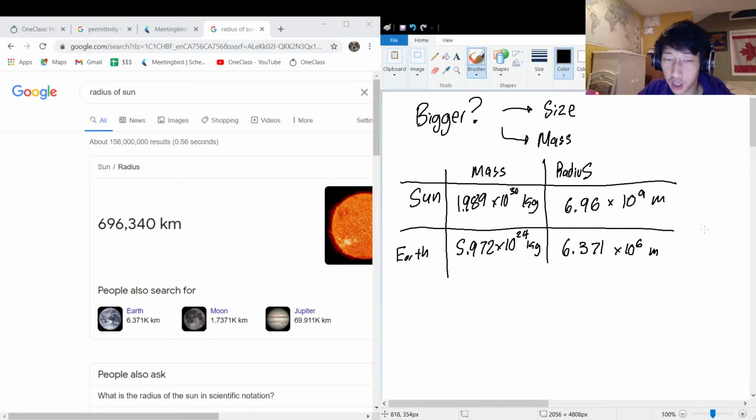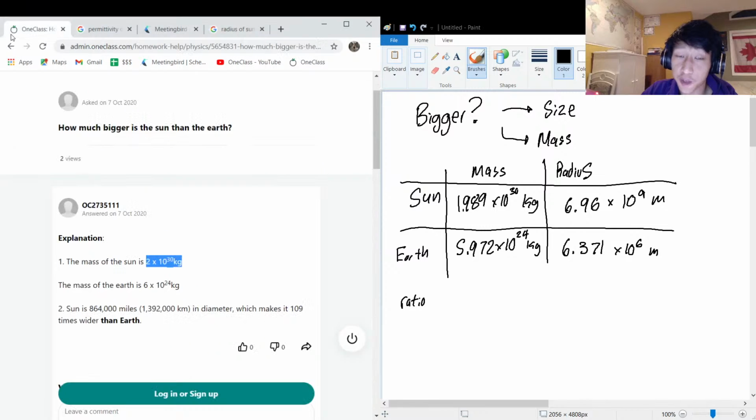Okay, so if we wanted to take the ratio, we would just divide the value corresponding to the sun by the value corresponding to the Earth, and that would be how many times bigger the sun is compared to the Earth. Okay, so for the mass, let's do that real fast. 1.989 times 10 to the power 30. That's a very large number. Divide that whole thing by 5.972 times 10 to the power 24. And we'll see that the sun is quite a bit larger than the Earth.